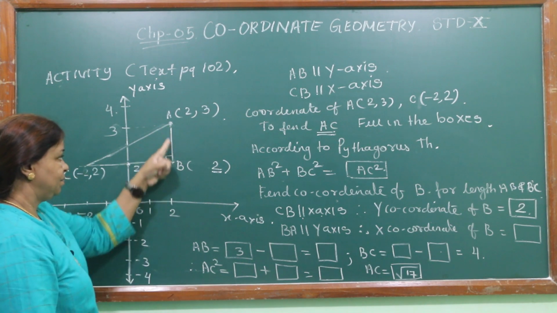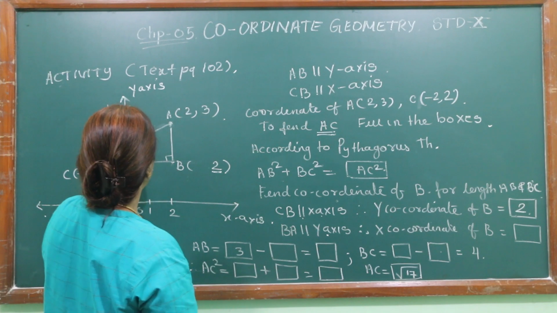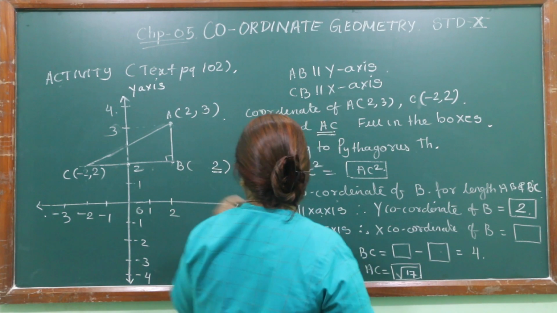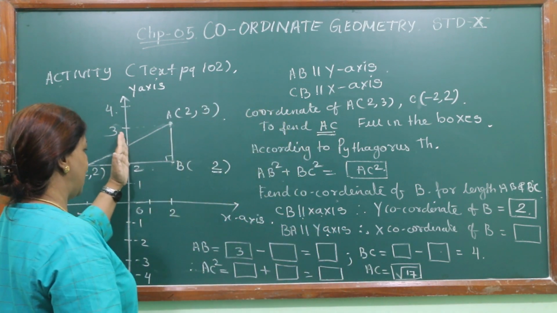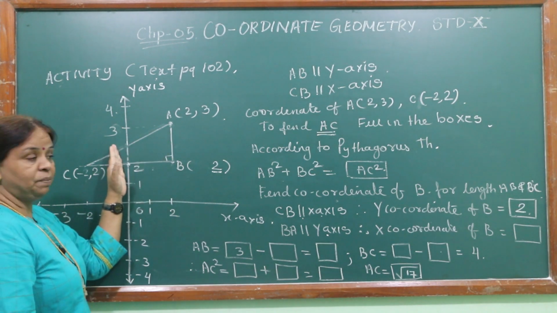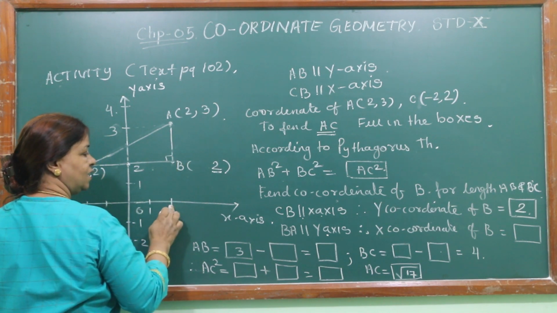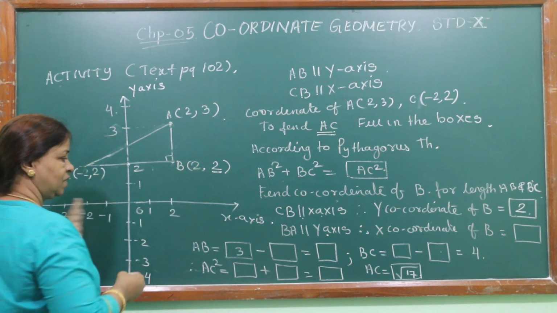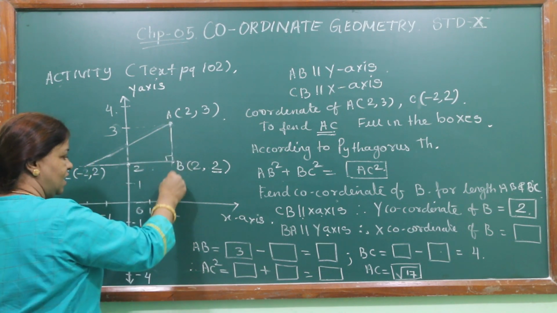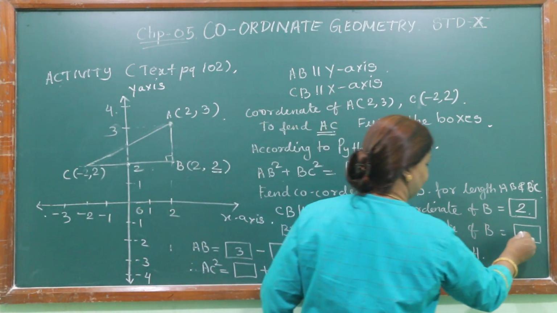Now BA is parallel to y-axis, given. So what will be the x coordinate of point B? It is parallel to y-axis. What will be the x coordinate of point B? Look here children, x coordinate will be 2, because how many steps is it? If I extend this line, how many steps? 2 steps, 2 units. So x coordinate will be 2.